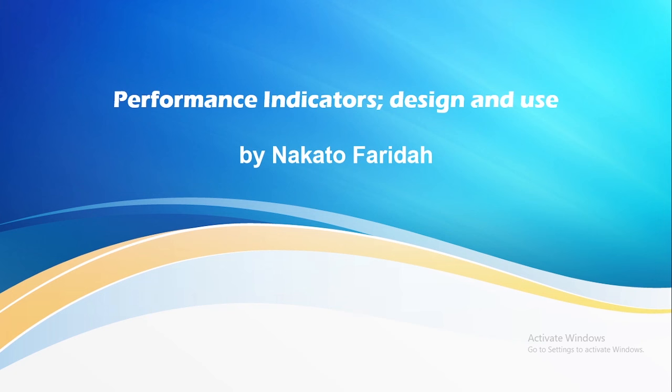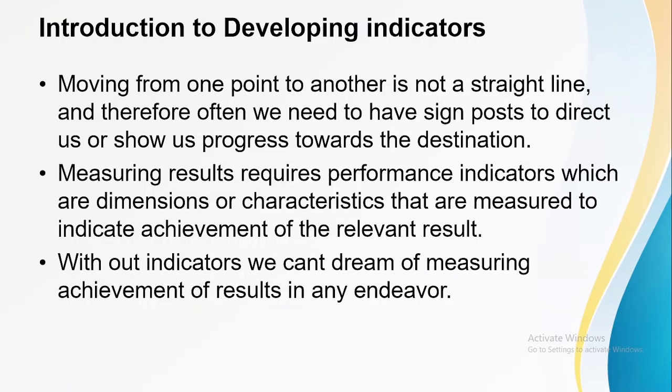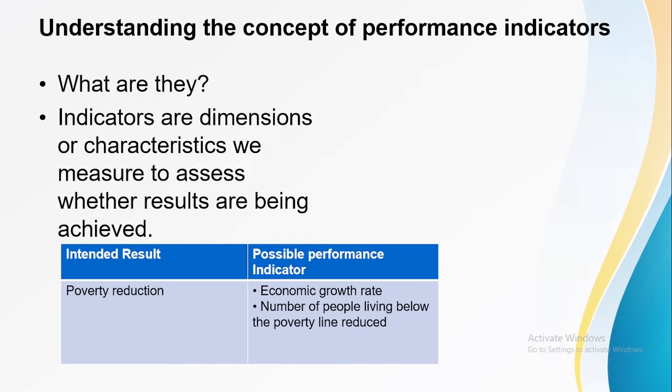Today's session I'm looking at performance indicators, how to design and use indicators. So briefly about indicators, these are points that show where you are moving. Are we moving in a straight line or not? In summary, indicators help us measure results, which are dimensions or characteristics, and are measured to indicate the achievement of relevant results. Without indicators, you cannot dream of measuring results or an achievement we've done.